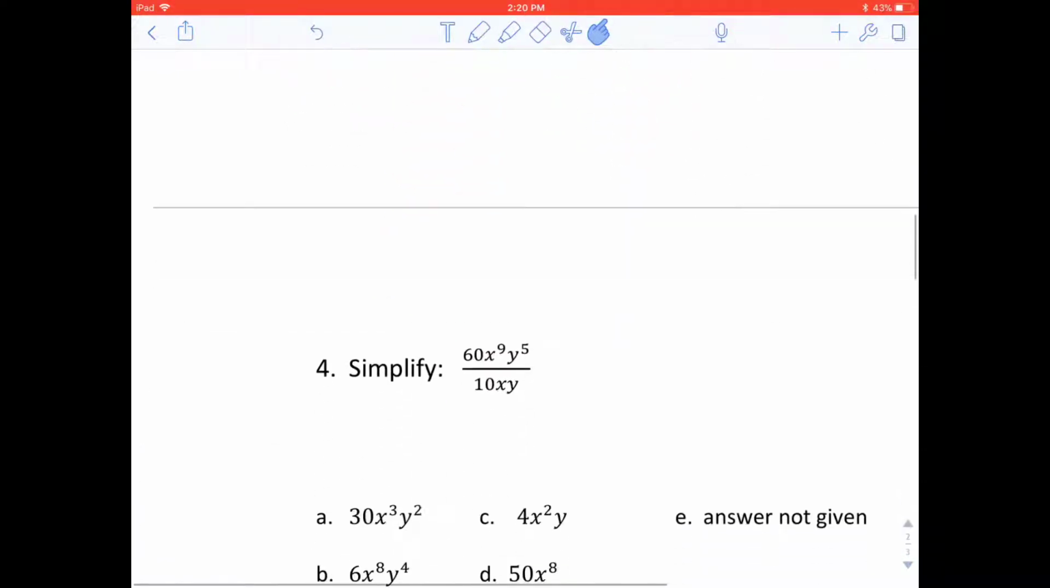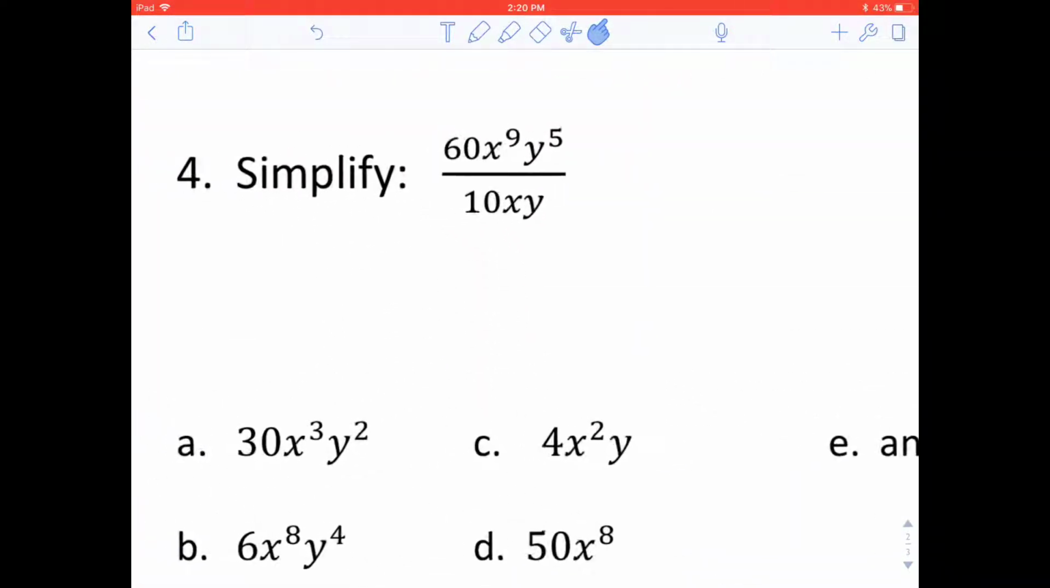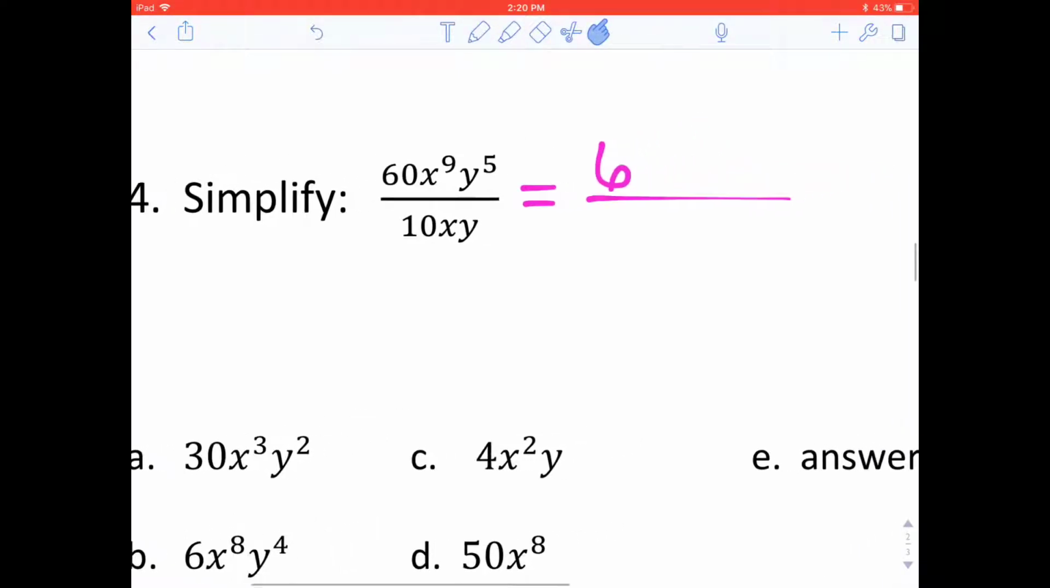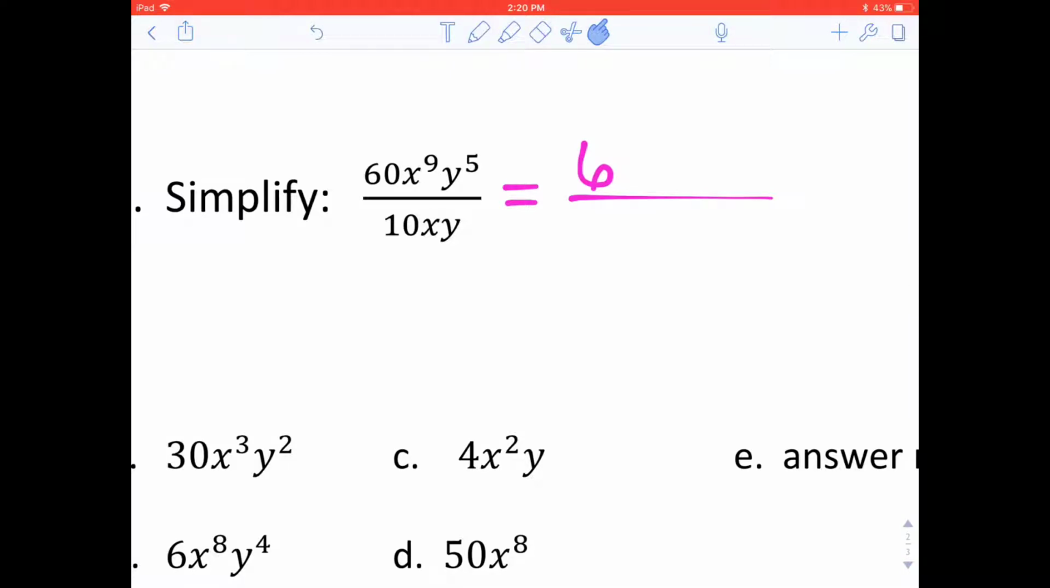Alrighty, let's go on to question 4. Very similar to question 3. Draw our fraction bar. 60 divided by 10, that's going to give me a whole number of 6. If you get a whole number, the number is going to go up top. And then here we go.